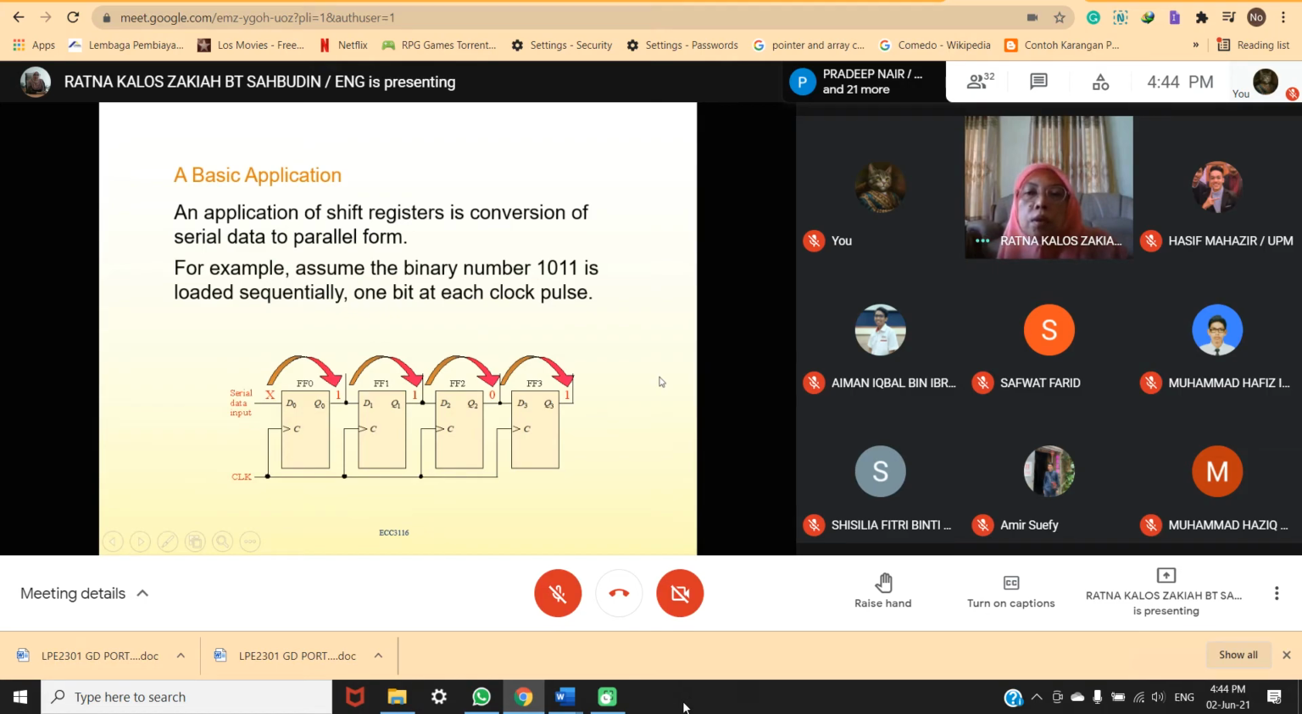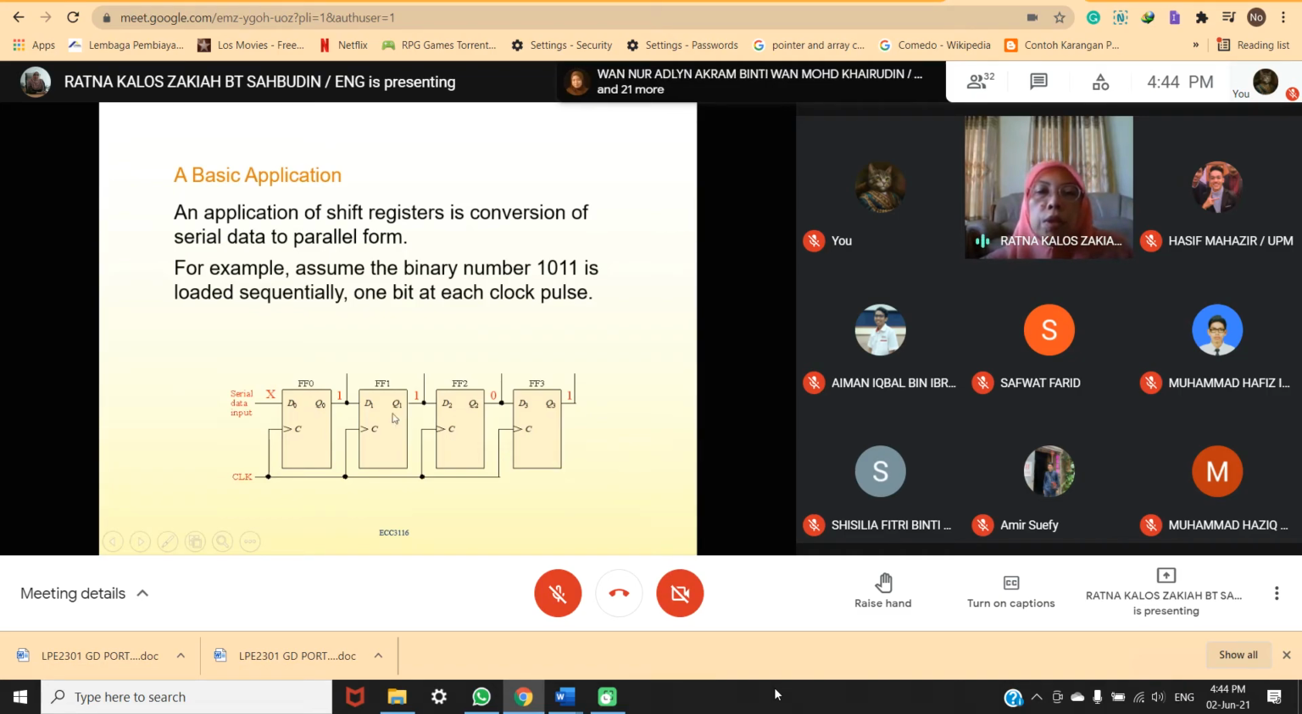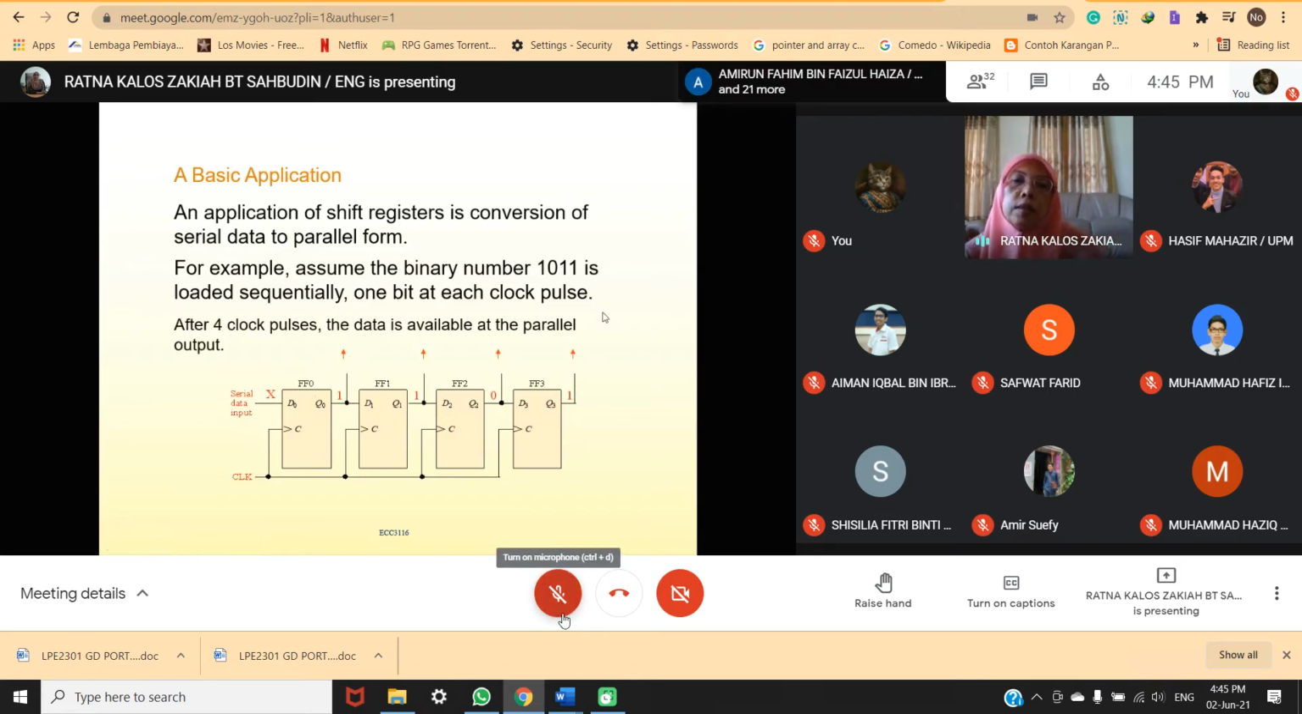So 1011. 1 goes first, and then the 0 goes in, and then 1 goes in, and 1 goes in. So you get the output taken here. FF3 is the most significant bit. So you take the value 1011. After 4 clock pulses, the data is available at the parallel output. So this is the parallel output.